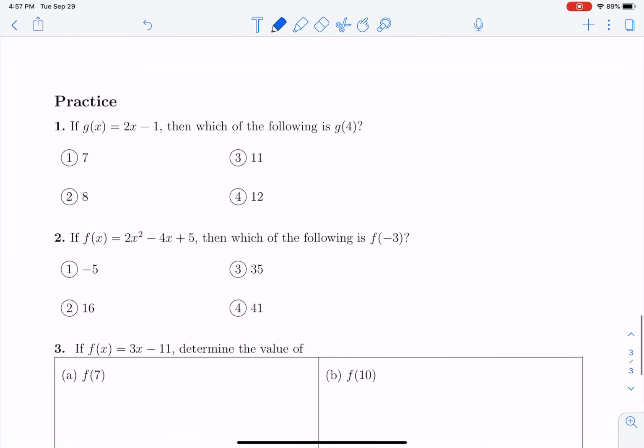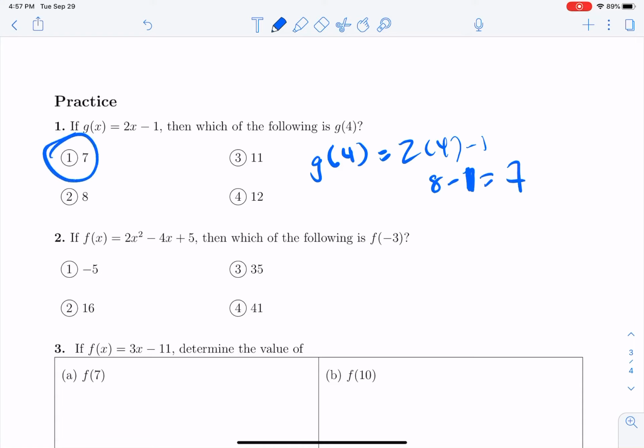So there's just some practice problems around these ideas. We can go through them pretty quickly. So we've got, if g of x equals 2x minus 1, then which of the following is g of 4? Okay, all I'm going to do is substitute in 4 for x. 2 times 4 minus 1. 8 minus 1. It's an ugly 1. 8 minus 1 is 7.